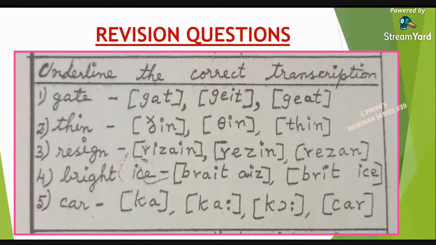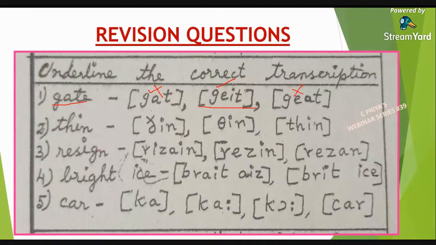Shall we read this now? The correct answer is the second one, gate. The first is gut. Second is gate. Third is gate. The correct option is gate, not gut. So this is incorrect.